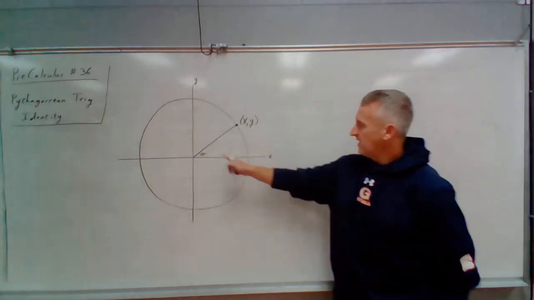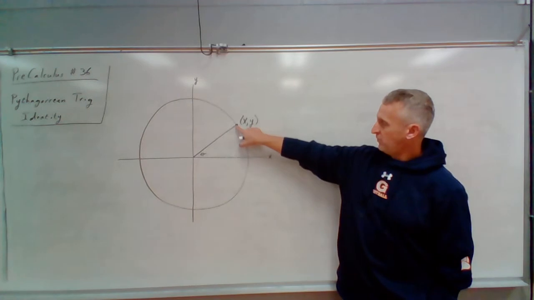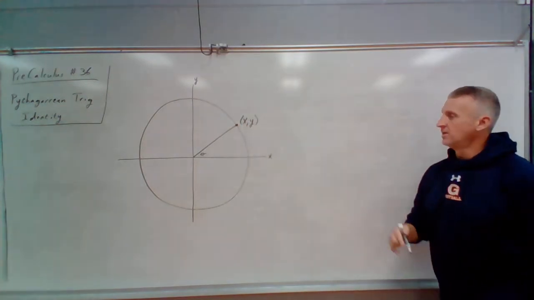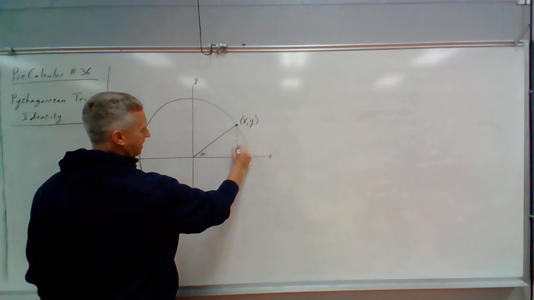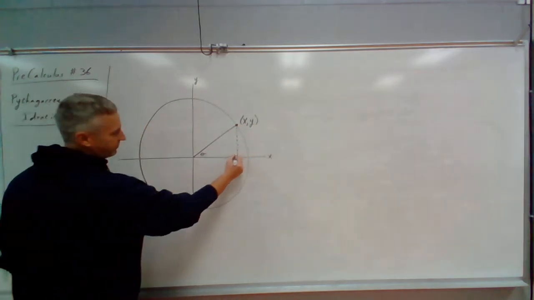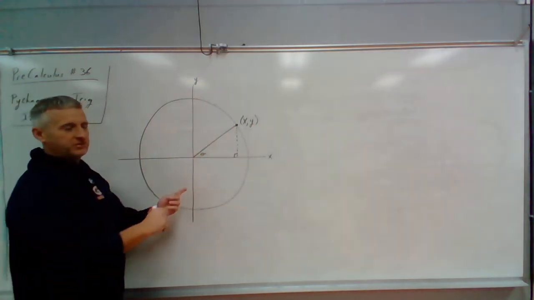All right, so let's say that we have some arbitrary angle theta. Then let's call this point xy right here. All right, so we will draw our triangle, our right triangle, by dropping this perpendicular. All right, how long is the hypotenuse of the triangle?